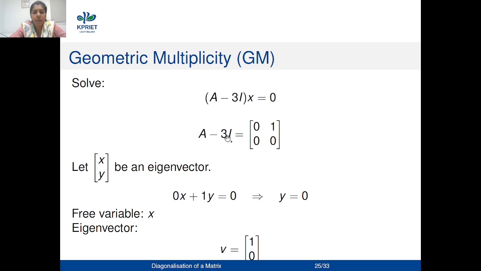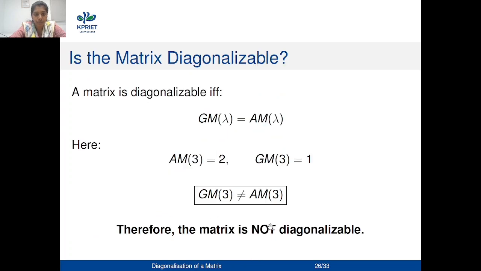So if I do A minus 3I, I get the matrix 0, 1, 0, 0, which means based upon the null space method, I can find that the rank is 1. So here I have one free variable. According to that, if I multiply x and y and set it equal to 0, I get y equal to 0. So the free variable here is x. From this I can find the eigenvector v as 1, 0.